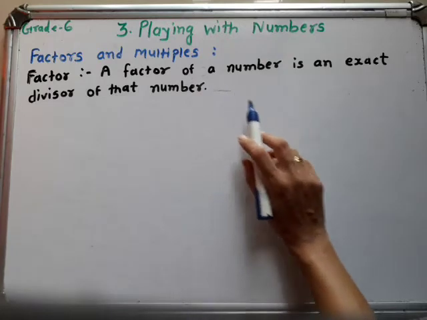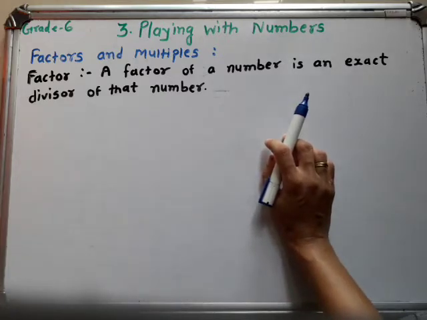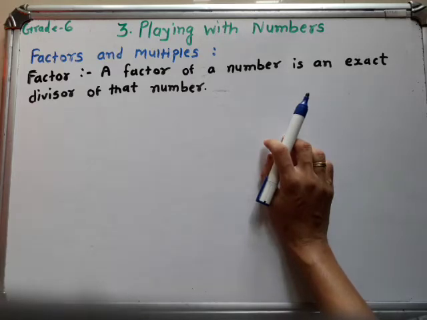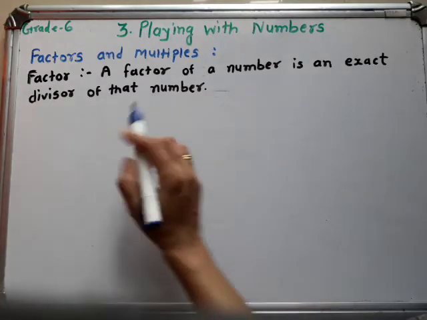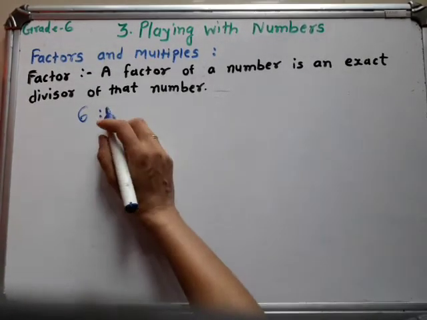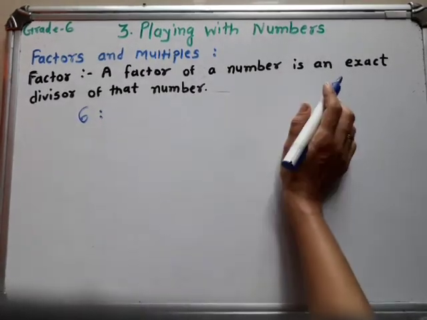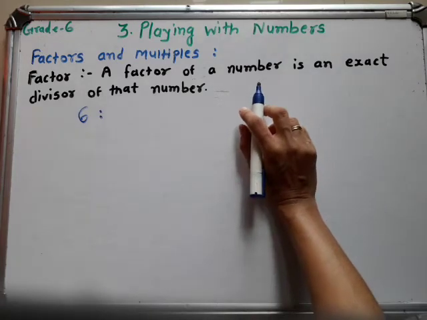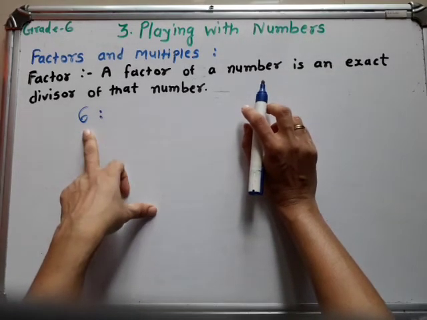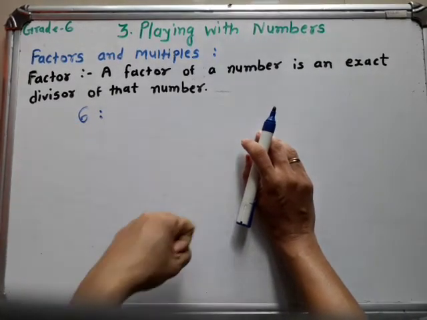The factor of a number is an exact divisor of that number. Means factors of a given number are numbers which divide the given number completely without leaving remainder. Suppose we find the factors of 6. How to find? What is the definition? A factor of a number is an exact divisor of that number, or when we divide the number, it is divided completely without leaving remainder.